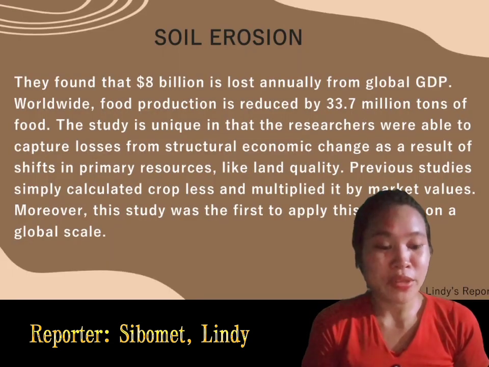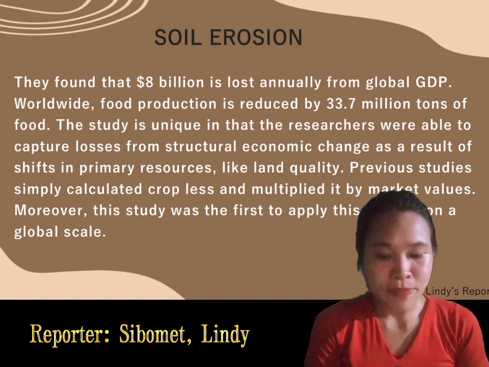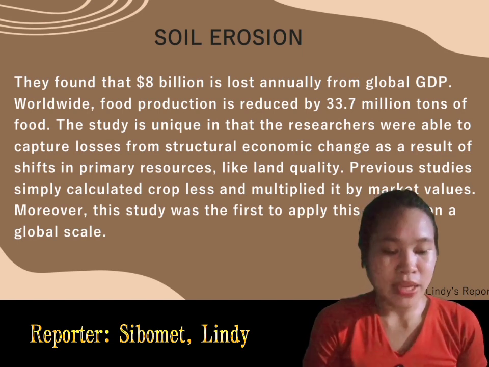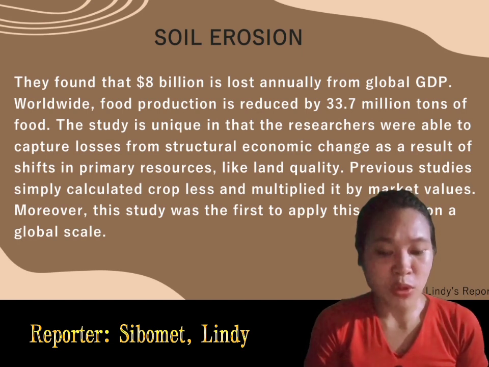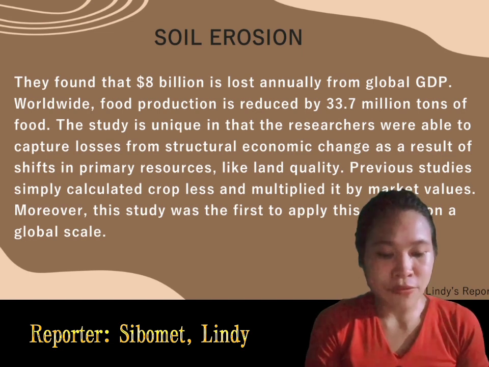They found that $8 billion is lost annually from global GDP. Worldwide food production is reduced by 33.7 million tons of food. The study is unique in that the researchers were able to capture losses from structural economic change as a result of shifts in primary resources like land quality. Previous studies simply calculated crop loss and multiplied it by market values. Moreover, this study was the first to apply this method on a global scale.